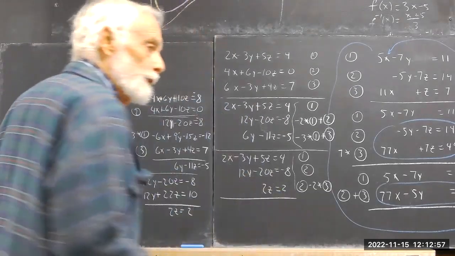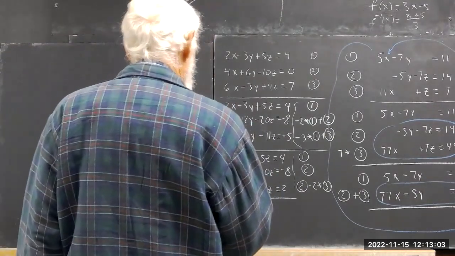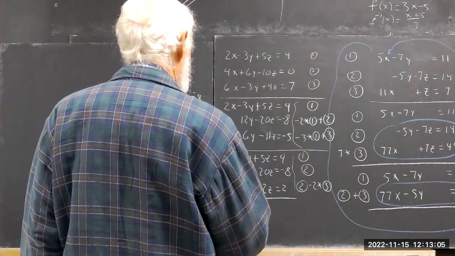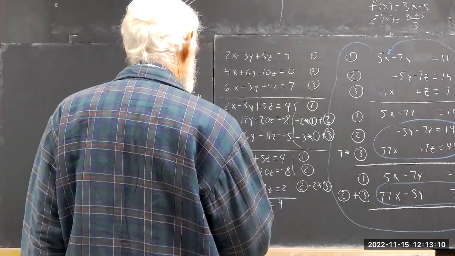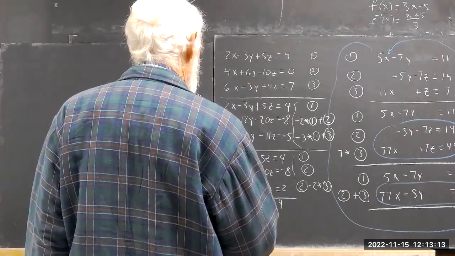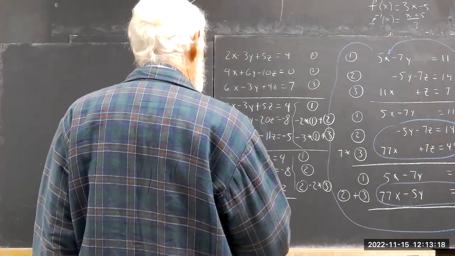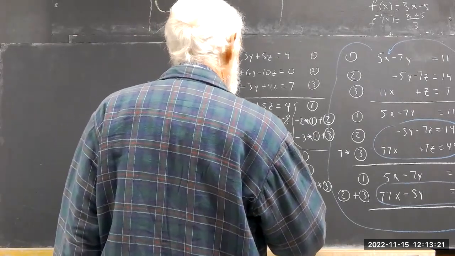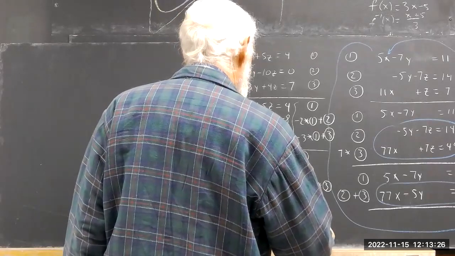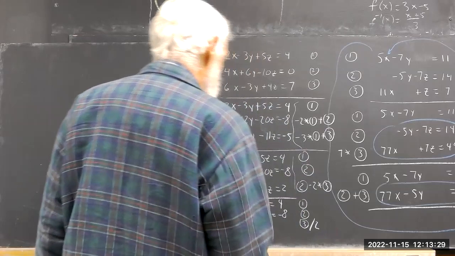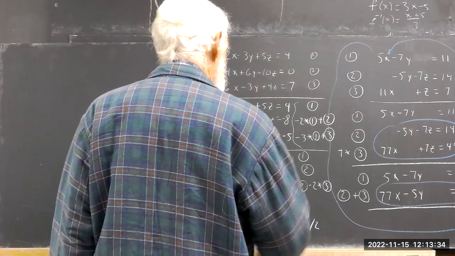I solve this equation for z. I've got 2x minus 3y plus 5z equals 4. I've got 12y minus 20z equals -8. And that's my equation 1. This is my equation 2. This would be my equation 3 from before, divided by 2. If I divide both sides by 2, I get z equals 1.